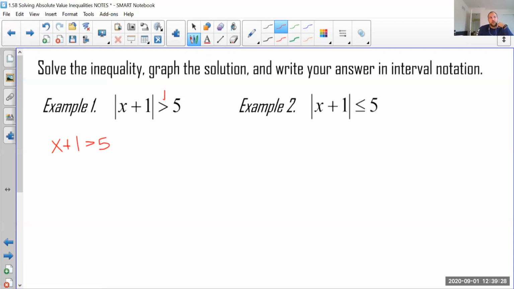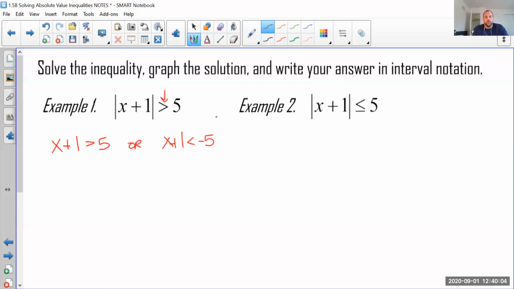Now, this is a greater than problem. So is it or and? Think about that. Okay, great-or. So this is an or problem. Then my second inequality here is going to be x plus 1. That doesn't change. I'm going to flip the sign, so less than, and now it's negative 5 instead of positive 5. So similar to what we did yesterday, but you have to flip the sign on the second one.